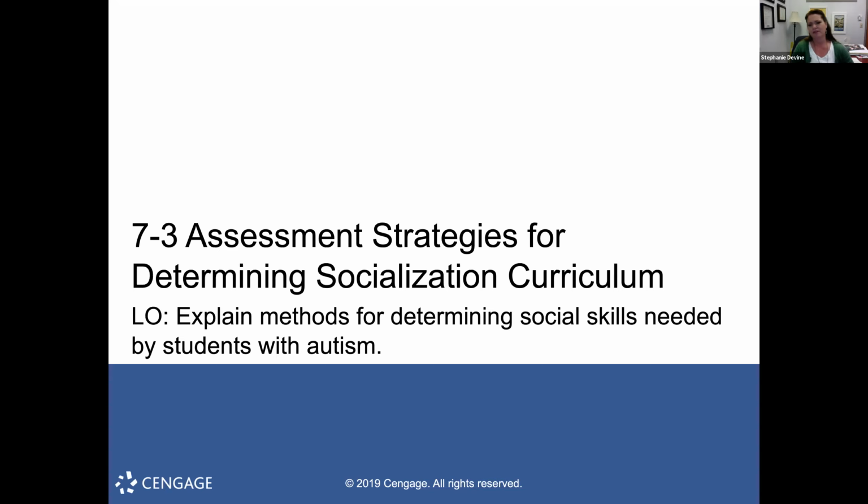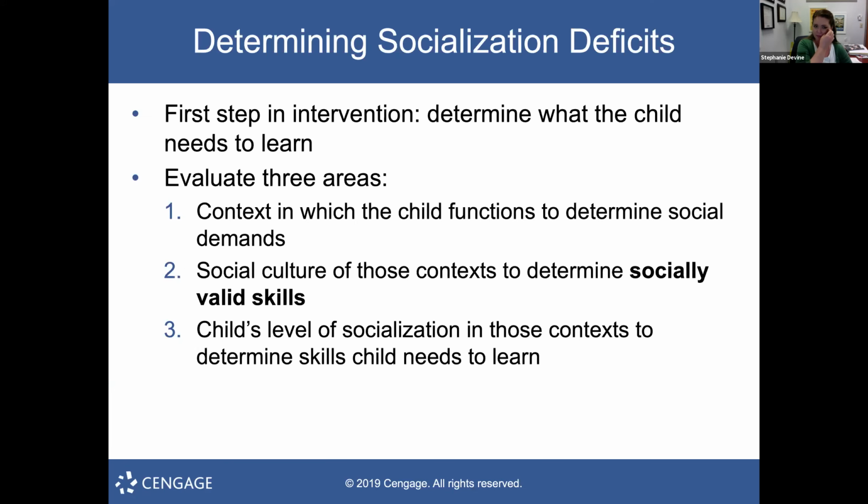Next step is, now that we know what the implications are, we want to sit down and figure out how to assess our students in their social skills so we can prioritize and set goals and figure out what is the curriculum we're going to follow, or what our plan is for our student. First step, determine what the child needs to learn.